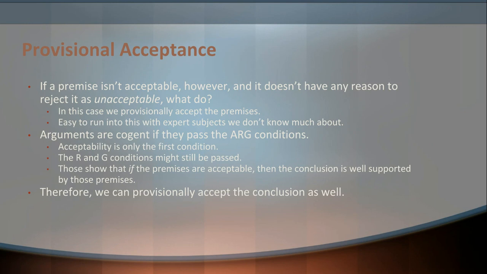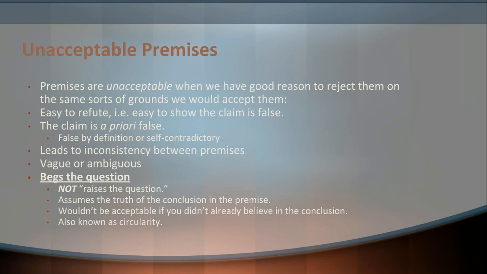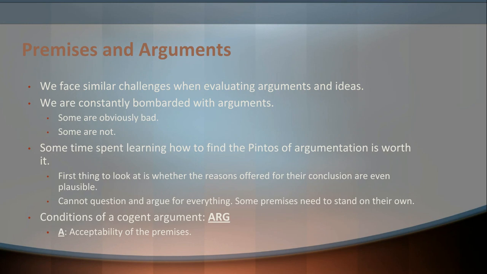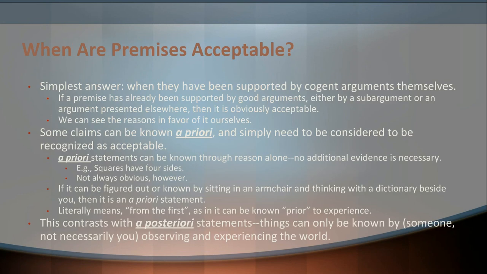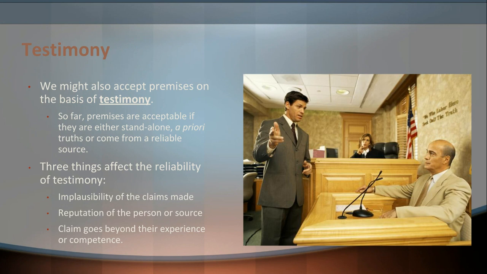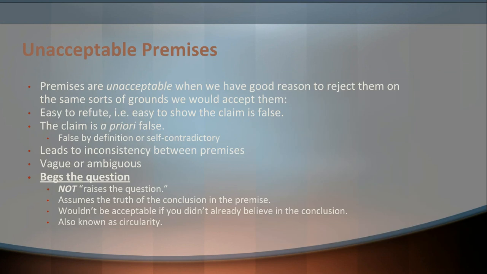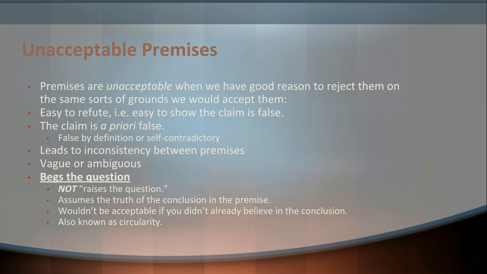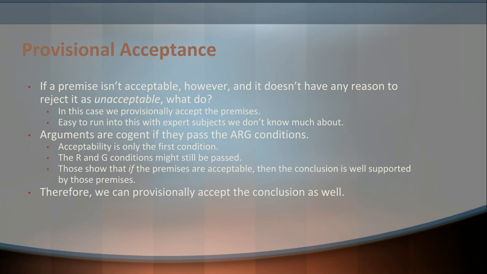Now, as a final sort of note on material, it's worth talking about when neither of these things, a premise being acceptable or unacceptable, is going on. If a premise isn't acceptable, if it doesn't have one of the things that we've already talked about, that is, if it's not supported by a good argument, if it's not a priori true, if it's not common knowledge, and it's not given on the basis of good testimony, but it doesn't have any of the things going wrong with it that we worry about here, we do have a bit of a question of what to do. Thankfully, we do have a way out.